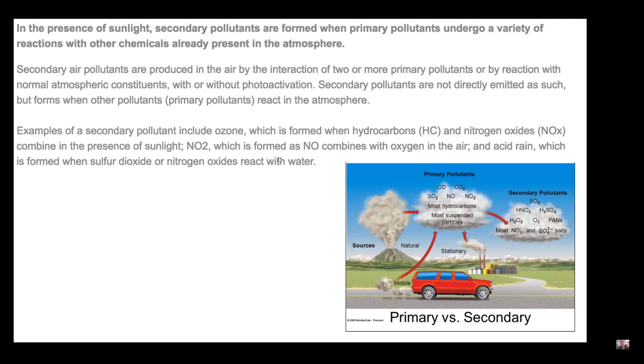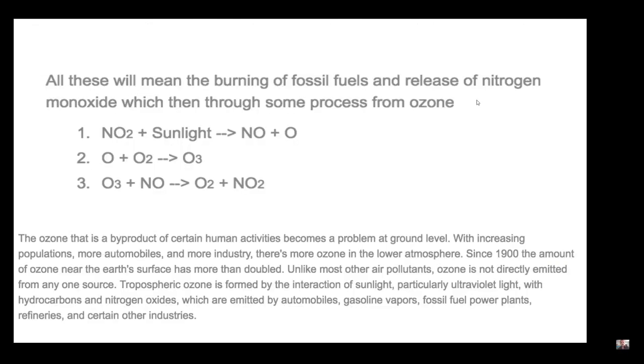So what we're getting at here is that primary pollutants are the stuff that's given right out of factories, as well as our cars. And secondary pollutants are those that are formed due to interactions with water as well as solar radiation. Okay, put plainly and simply.